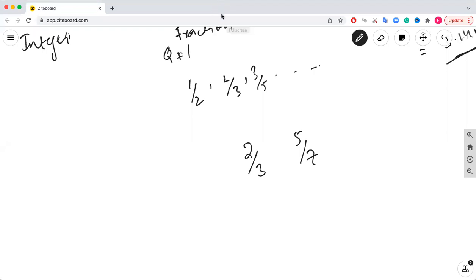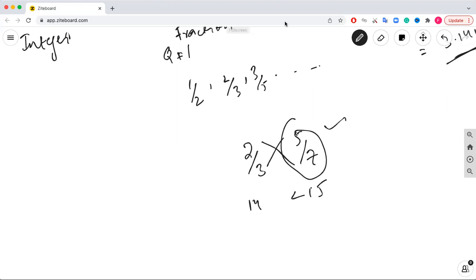One way is to use a calculator, but that is too much time consuming. The better, quicker way is to just cross multiply these. Multiply denominator with numerator. This is 2 into 7, 14, and this is 5 into 3, 15. The right side is greater. That's why this fraction is greater.